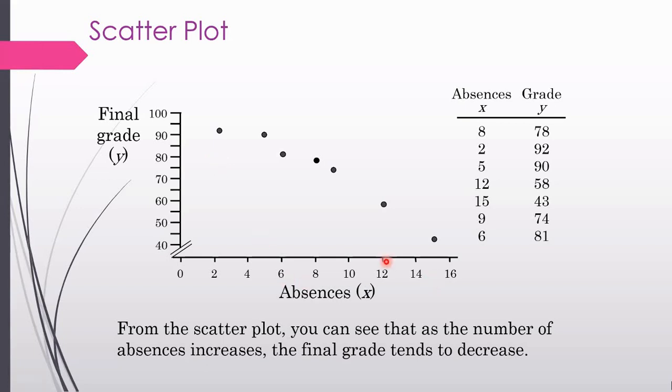The number of absences is increasing. What happened? The final grades, marks, are also decreasing, right? This we can observe from the scatter plot. You can see that the number of absences is increasing. When the absences are 2, the marks are very high. But when the absences are 8, the marks are low compared to those marks. When the absences are very high, the marks are very low. So this indicates that as the number of absences increases, final grades tend to decrease. So it indicates the relationship between the number of absences and the final marks, right?